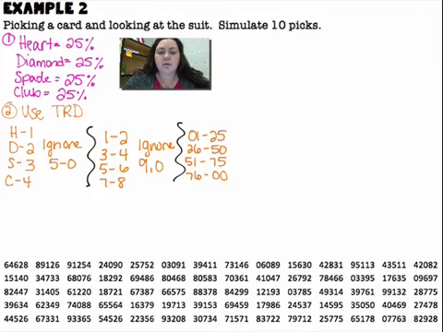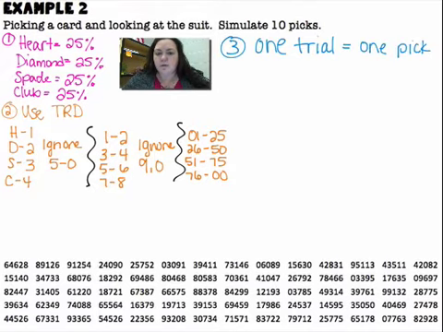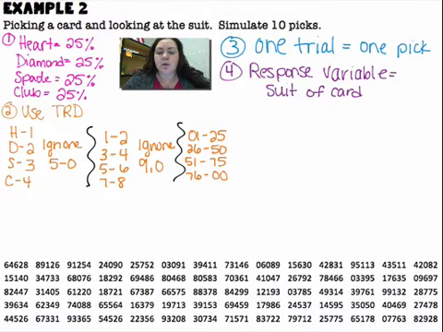Or I could use the numbers 1 through 25, 26 through 50, 51 through 75, 76 through 00. That's not too bad, except then you have to block off every 2 digits, which isn't too bad. Alright, 1 trial is equal to 1 pick. The response variable is the suit of the card, and I'm going to perform 10 trials.